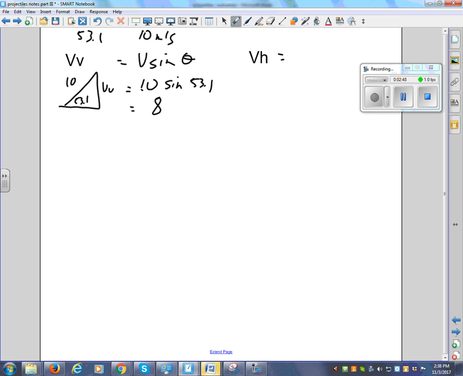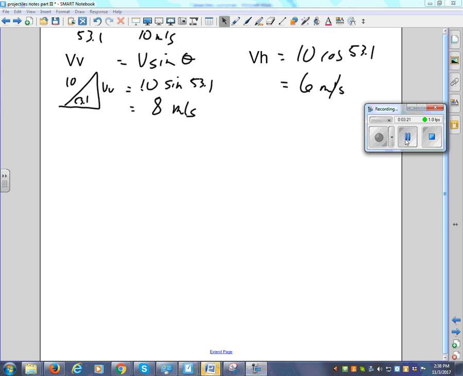And VH is going to be 10 cos 53. And maybe you're thinking that the cos of 53.1 is a nice round number, and it is. It's 0.6 times 10, 6 meters per second. Okay, which is the reason for those. And you're times-ing by 10 because it's 10 times the sine, right? 10 times sine 53.1. You're just breaking it into components, right? That's all you're doing. Okay, so our components are 8 and 6.